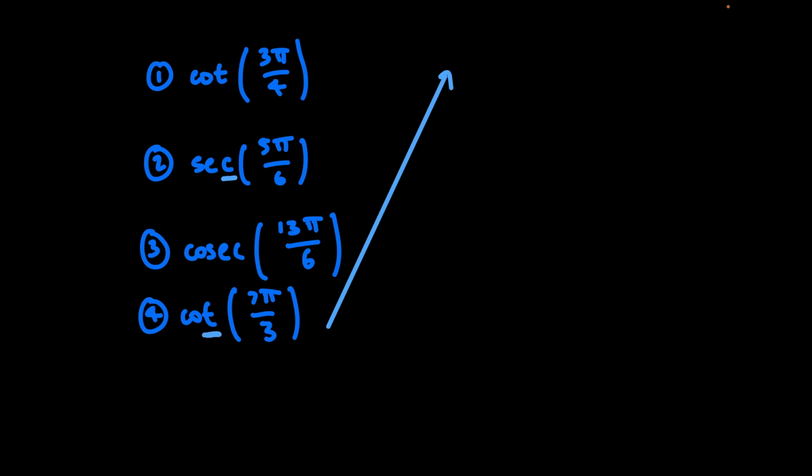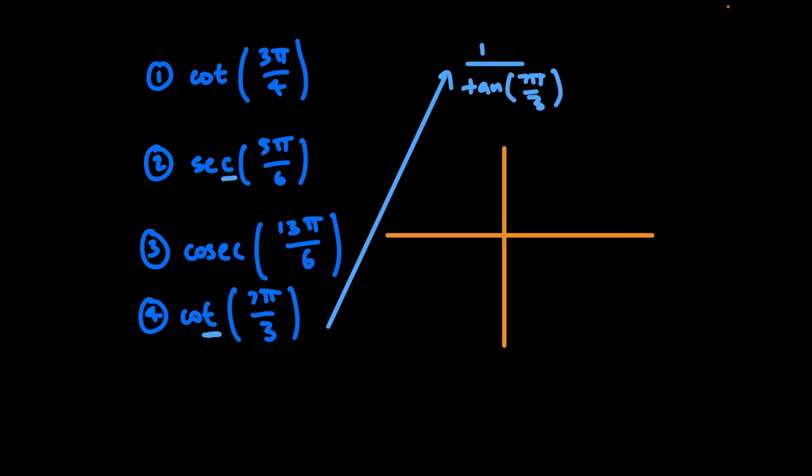So cot 7 pi on 3, the third letter is a T, so we know it's 1 over tan. So 1 over the tan of 7 pi on 3. Okay, let's do the same thing again. Let's sketch it out. If we sketch it out, we know 7 pi on 3 is roughly going to be over here. It's really just the same thing as the reference angle of pi on 3, because all the way around will be 2 pi, which is 6 pi on 3, and then we've just added an extra pi on 3.